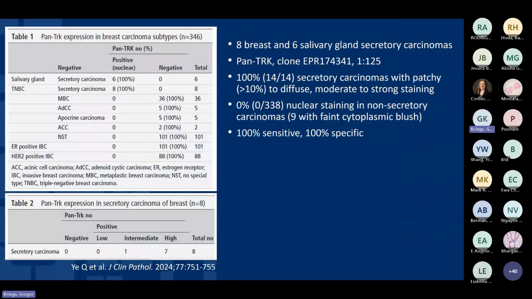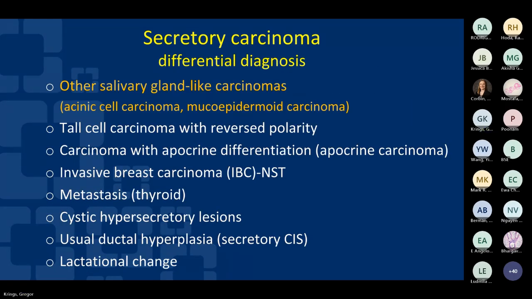This is a more recent study also looking at TRK expression in breast and salivary gland secretory carcinomas. This study included 14 tumors. All of them were positive with a cutoff of at least 10% nuclear staining of moderate to strong intensity. And in this particular study, none of the 338 non-secretory carcinomas showed a similar level of staining. And so, again, a very highly sensitive and specific and useful marker.